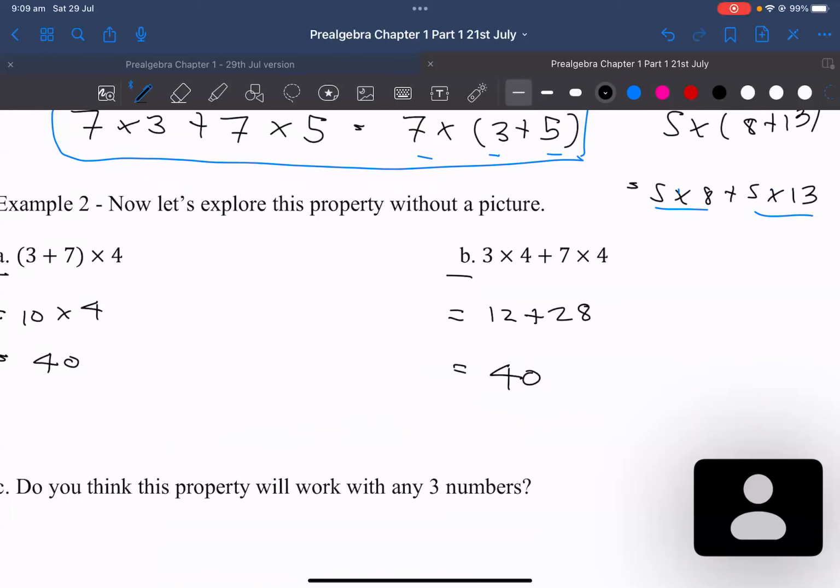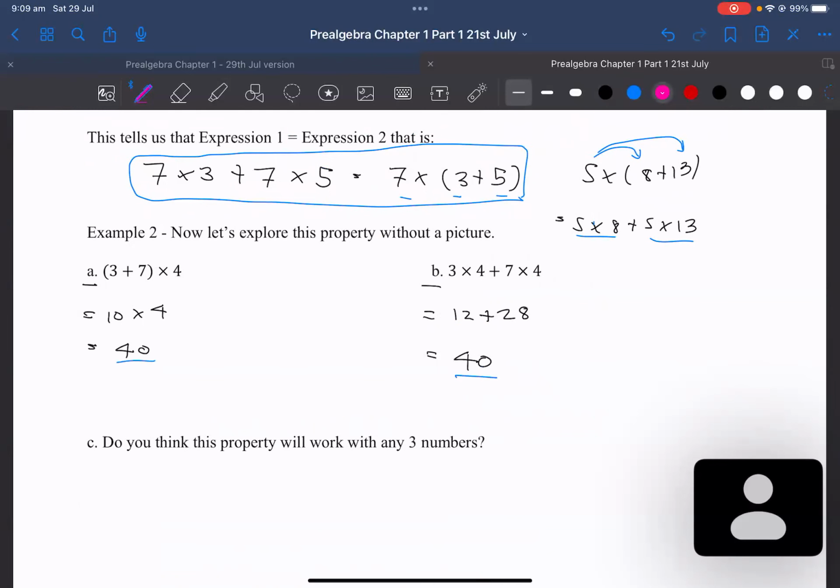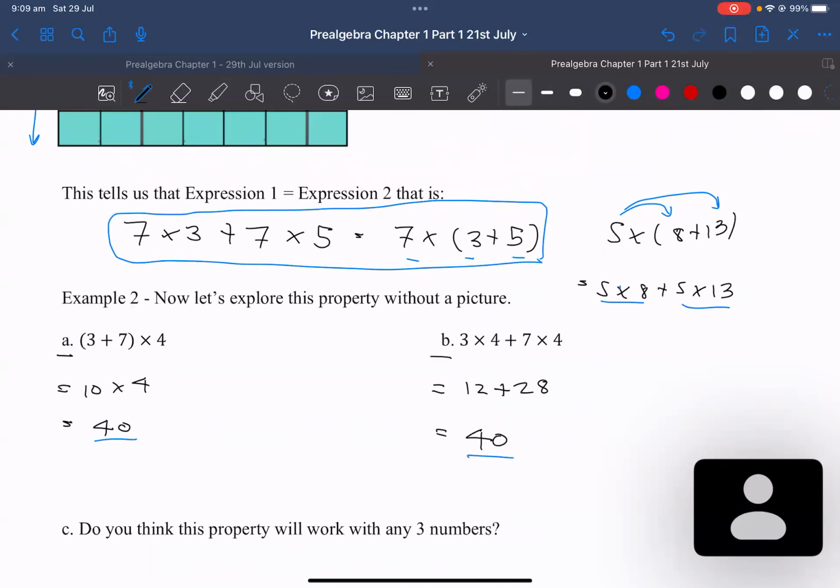That's equal to 40. So the answer stayed the same. So it means when we have something like this, we can go either way. If we have something like this, we can say that it's equal to this. If you don't want to do the multiplication separately, if you want to do only one multiplication, you can put it into brackets. Because we multiply by the same number 4 here, you can take out the 4 and put the 3 plus 7 separately. Right? It can be really powerful.